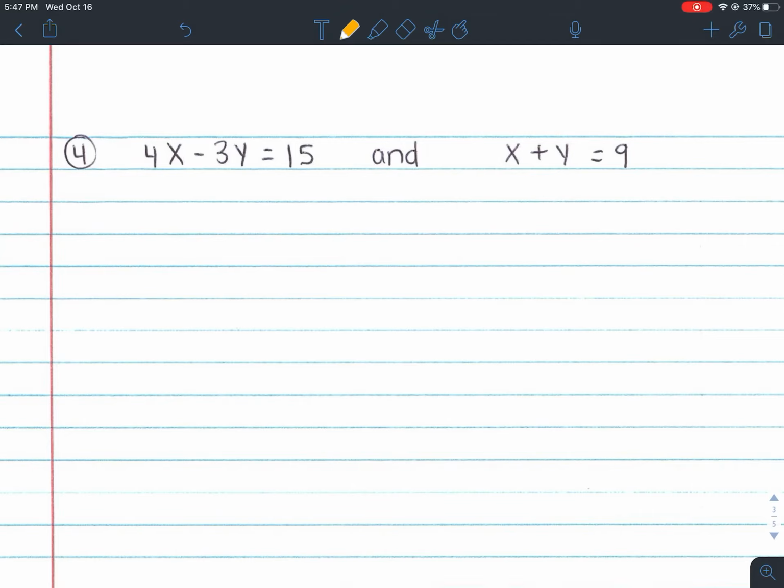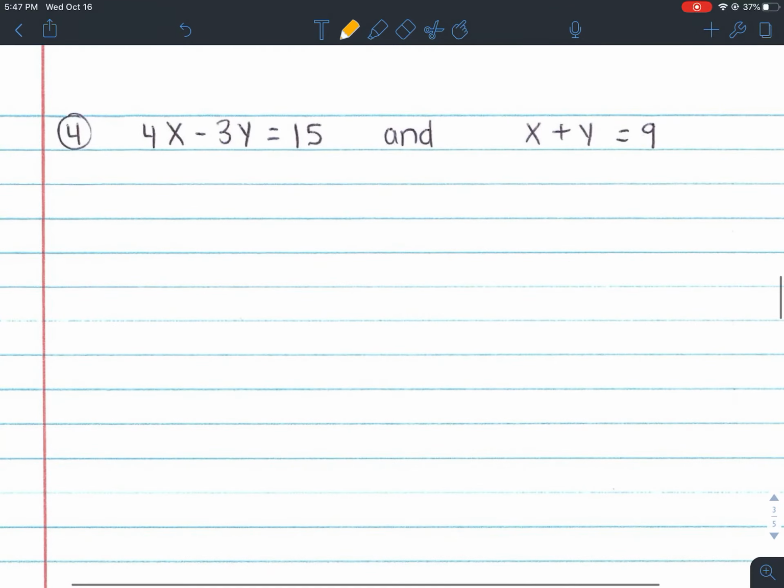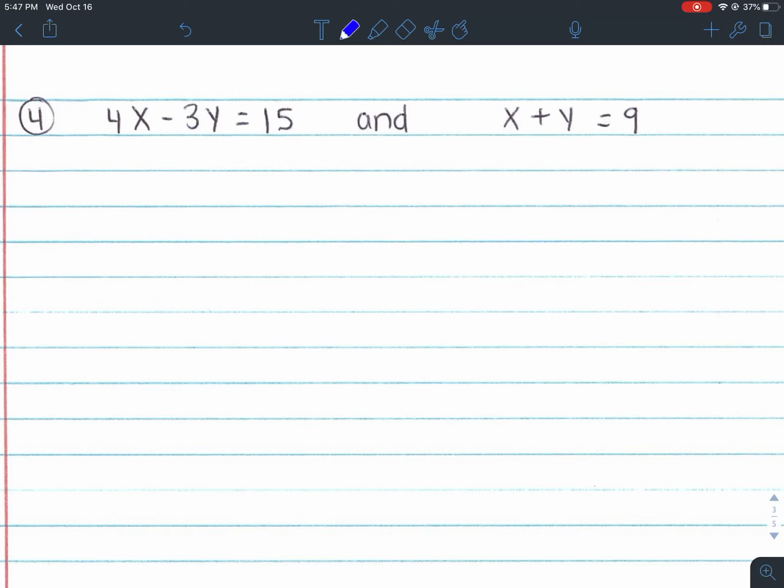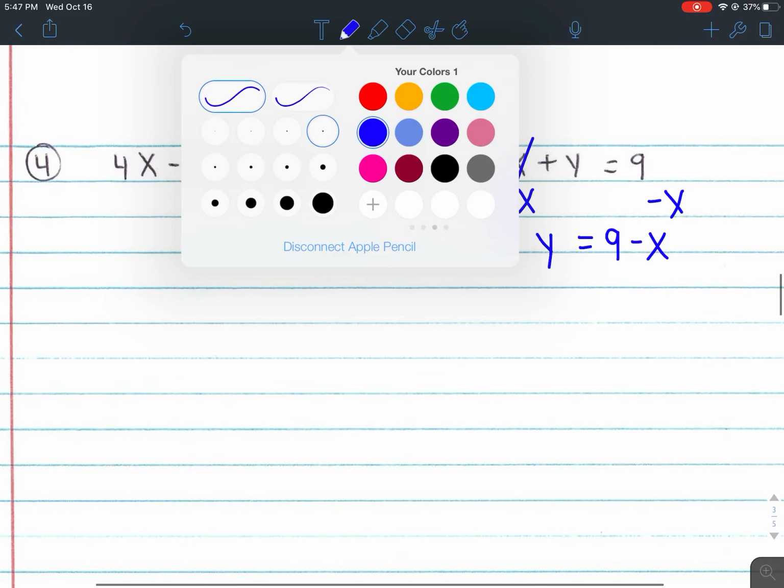We have 4x minus 3y equals 15, and we have x plus y equals 9. So again, looking at this one, you always want to do the one that looks easiest to get the variable by itself so that you can do the substitution. So for me, I know that this one's going to be the easier one because those x and that x and that y are already by itself. And since the last problem we got x by itself, let's go ahead and get y by itself in this one. So we can subtract x on both sides. So we have y equals 9 minus x.